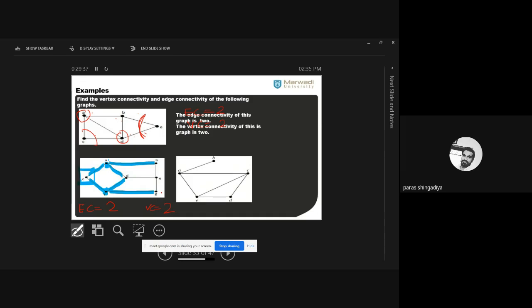What is the answer of the third graph? First, find the edge connectivity, and then after that the vertex connectivity.